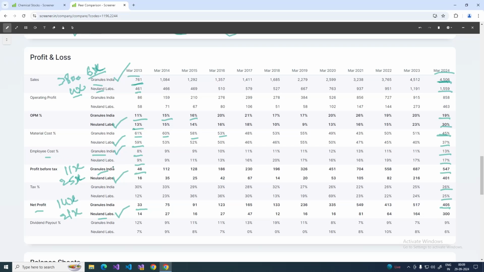Next one, employee cost. Granules India has less employee cost. This is positive for Granules India. Next one is profit before tax. Here Neuland Laboratories' profit before tax increased 25 times. For Granules, 11 times. So here it is positive for Neuland's. And then net profit for Granules India increased 14 times in 10 years. For Neuland Laboratories, 21 times. So this is positive for Neuland Laboratories.